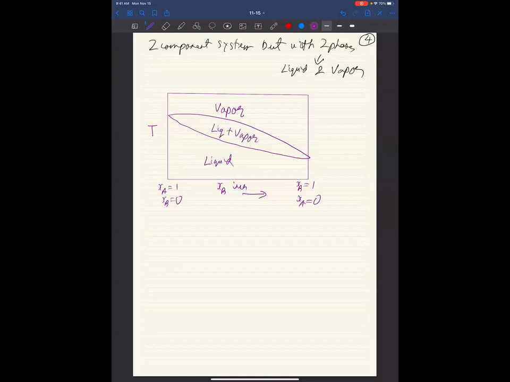So when we saw the one component water diagram, remember the liquid plus vapor was along a line, right? But now we have a two-component system. So you can go and prove that in this case, the degrees of freedom from the Gibbs phase rule for liquid plus vapor becomes 2. So you don't have it along a line. It happens along an area.